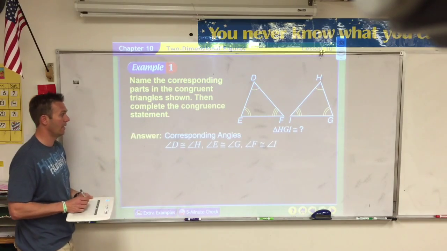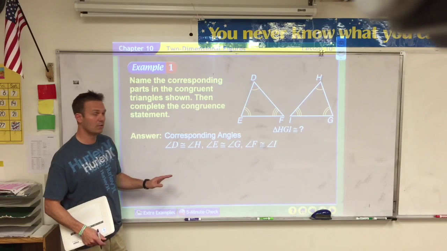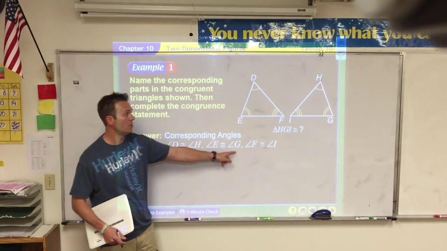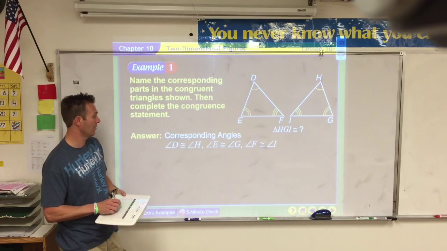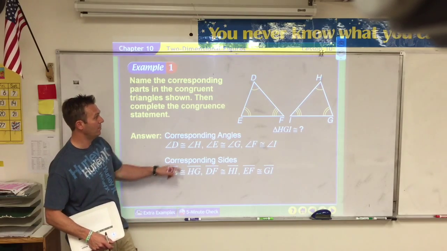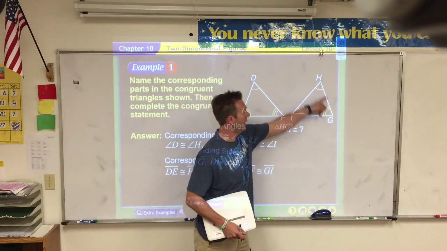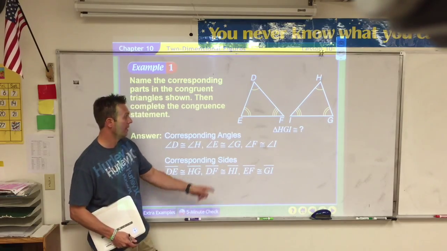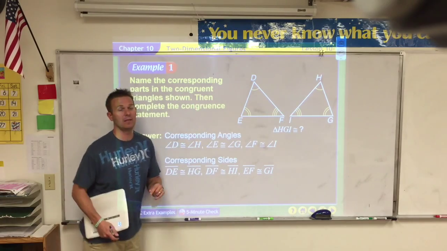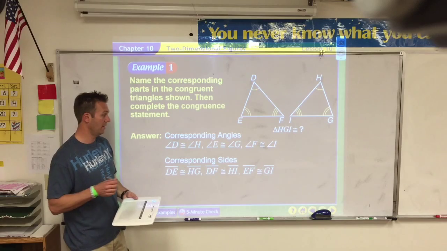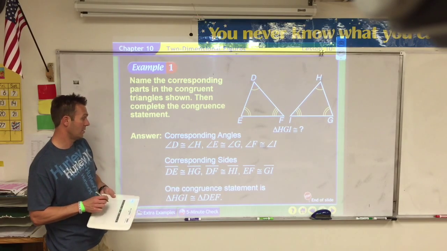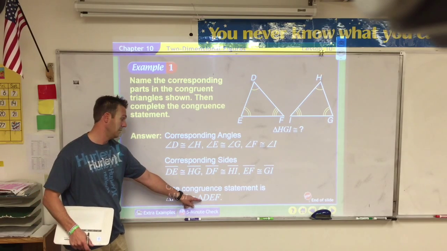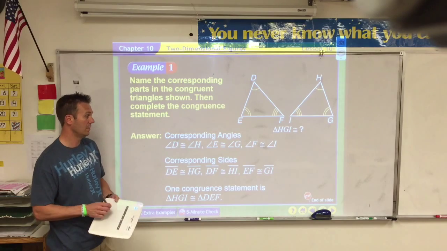And watch how they do this, okay? So the corresponding angles, if you had to write them down, angle D corresponds to H, they both have 1 line, E to G, 2 lines, and F to I, 3 lines. The corresponding sides would be DE with HG, DF with HI, okay? And you're looking at the angles to see the lines there, all right? So, and then EF with GI. All right, and so the congruent statement would be triangle HGI is congruent to DEF, okay? All in the same places.